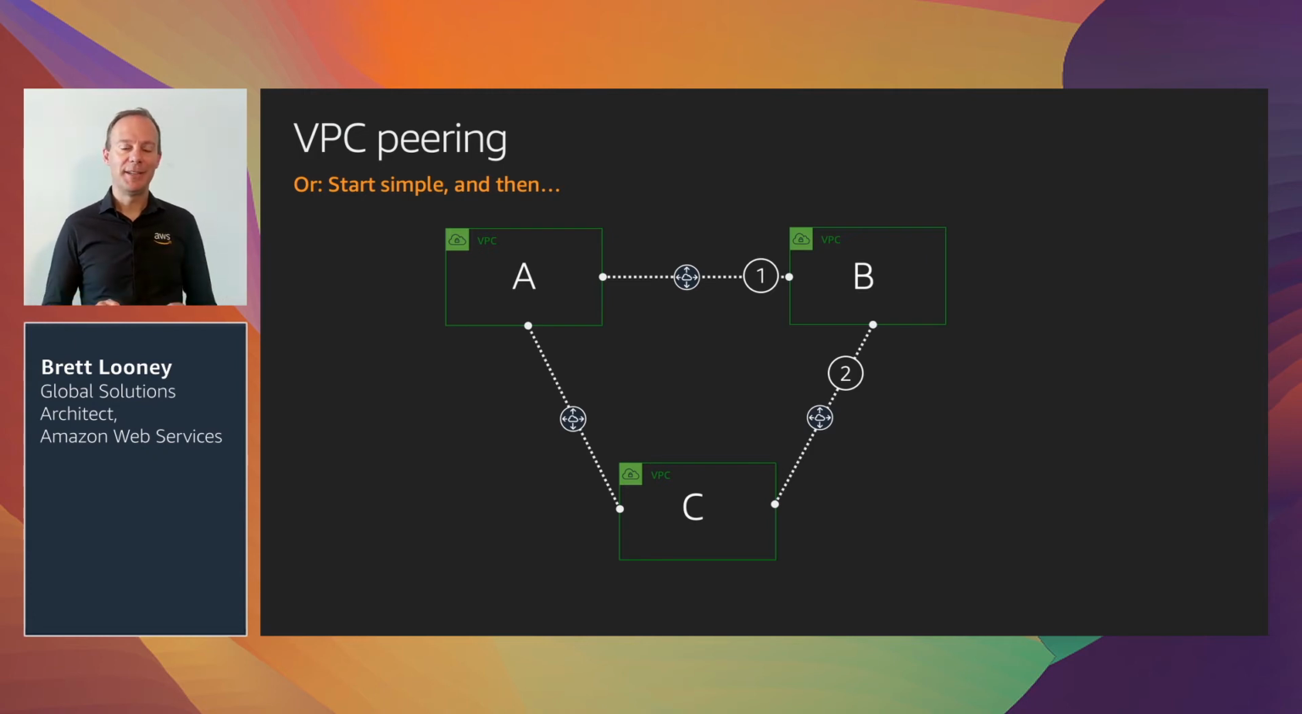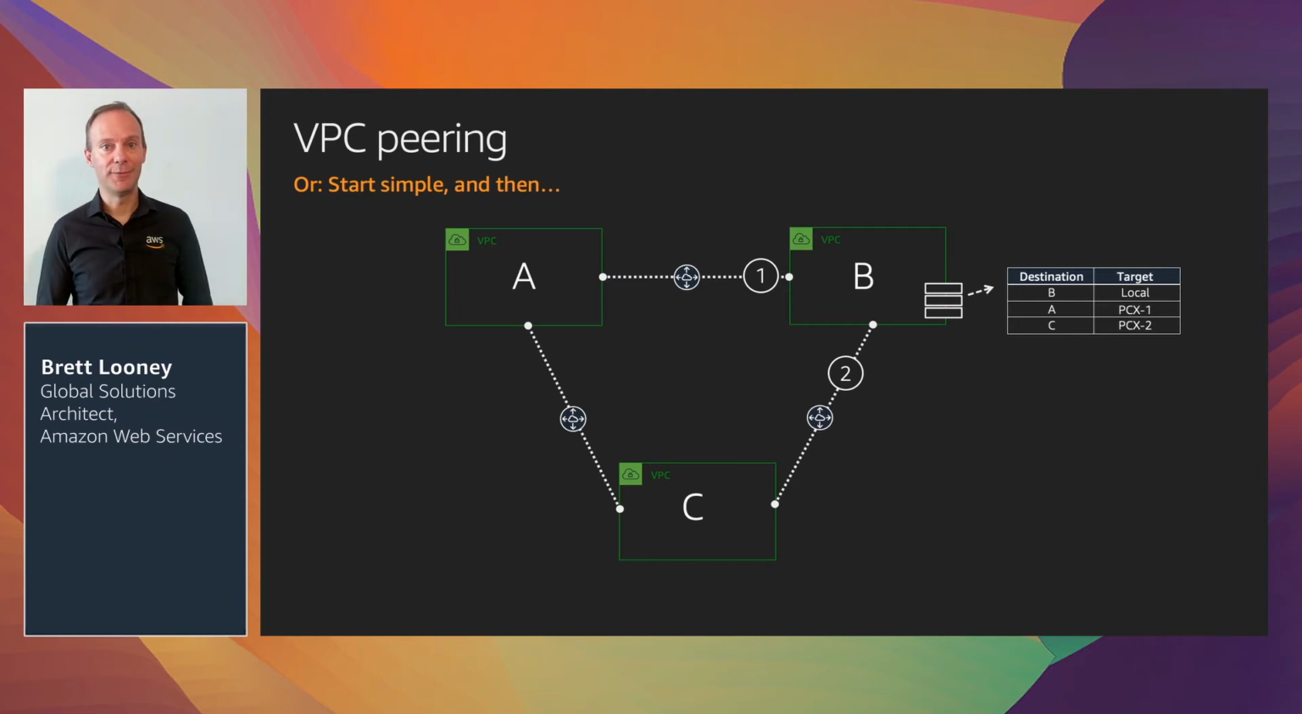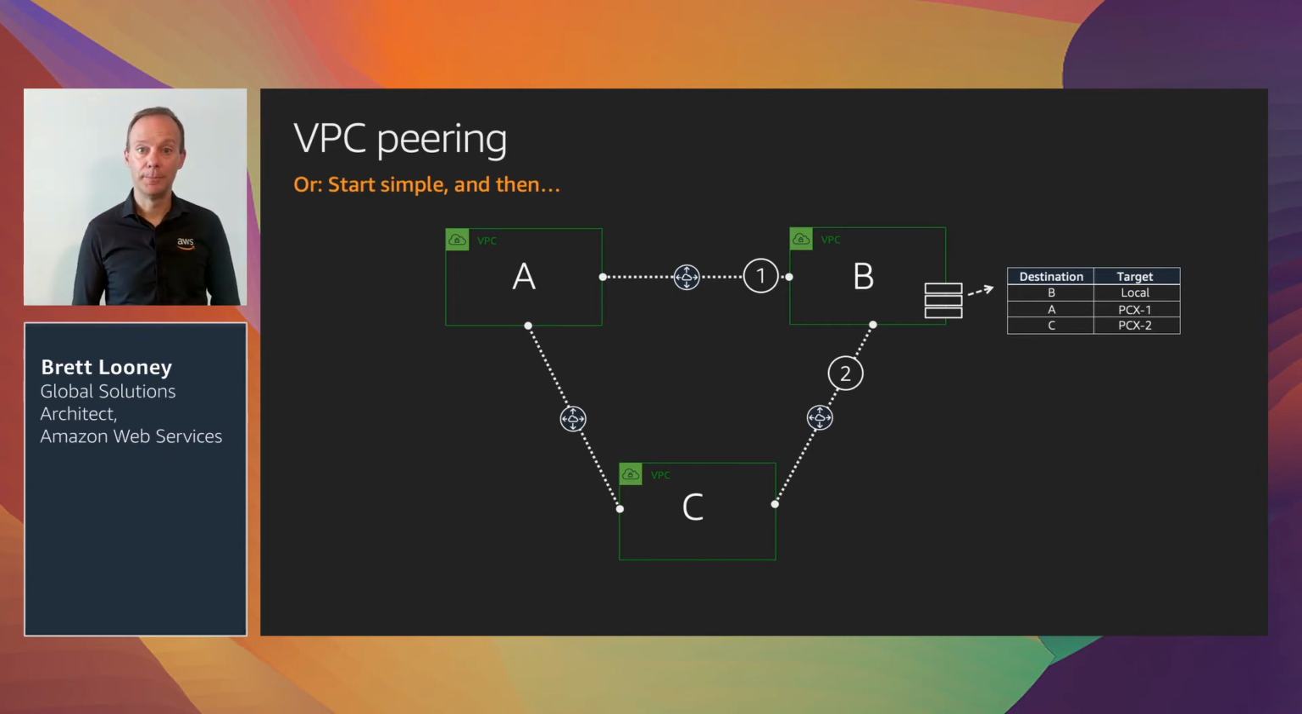Notably, these VPCs cannot have overlapping IP address blocks. Okay? They have to all be unique, otherwise you just can't peer them together. Inside VPC-B, we have a route table. The route table says this is how to get to things. And in this case, it says destination for B is local, destination for A is via peering connection 1, and destination for C is via peering connection 2.